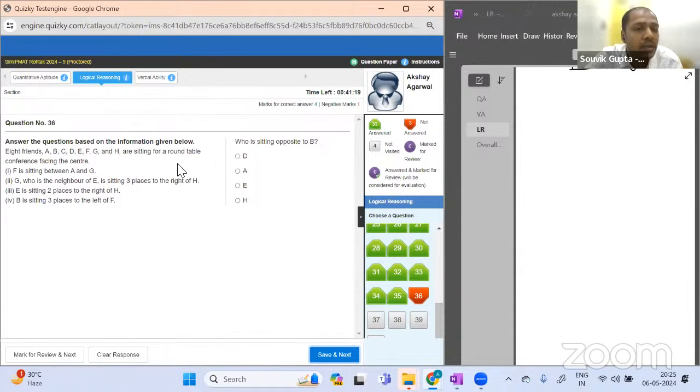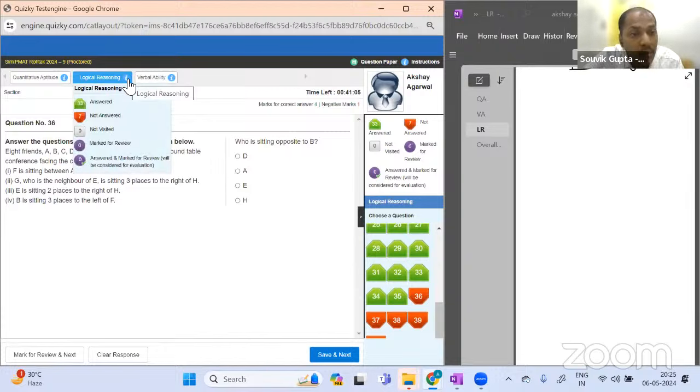8 friends A, B, C, D, E, F, G, H are sitting around a round table conference facing the center. How many questions here? 1, 2, 3, 4, 5. Good. 40 questions done. I've attempted how many? I've attempted 33. Good.